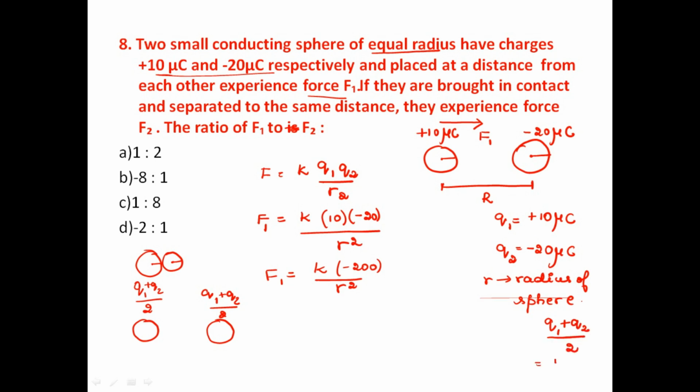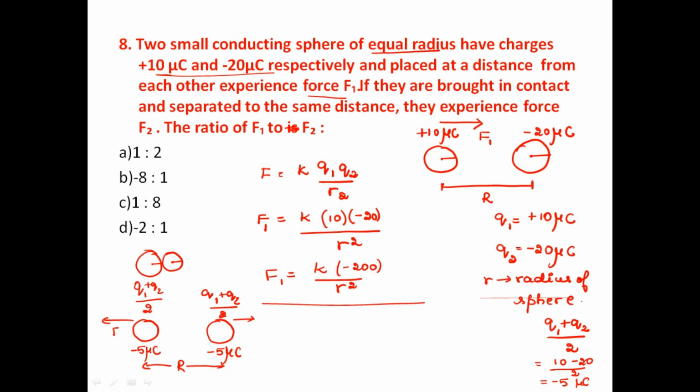What is Q1? It is plus 10, Q2 will be minus 20, divided by 2 and hence it is minus 5. It is minus 5 microcoulomb of charge on each sphere. Each sphere has got the charge as minus 5 microcoulomb and the distance of separation remains the same. So they are going to experience a force. What is the force between them? Now you can see that the force of repulsion will be between them. The force will be repulsive.